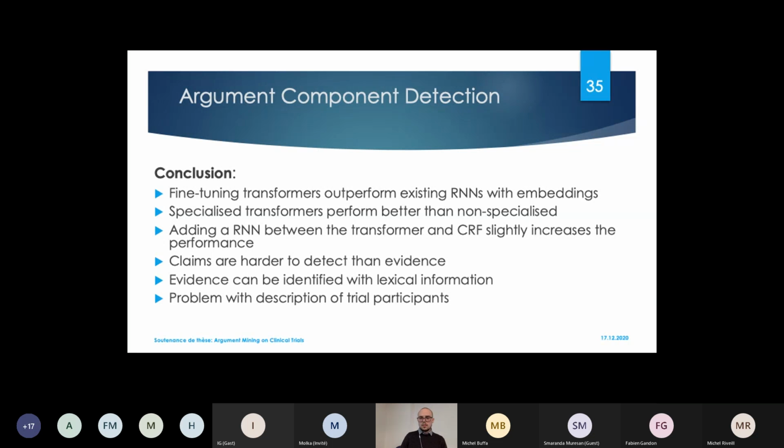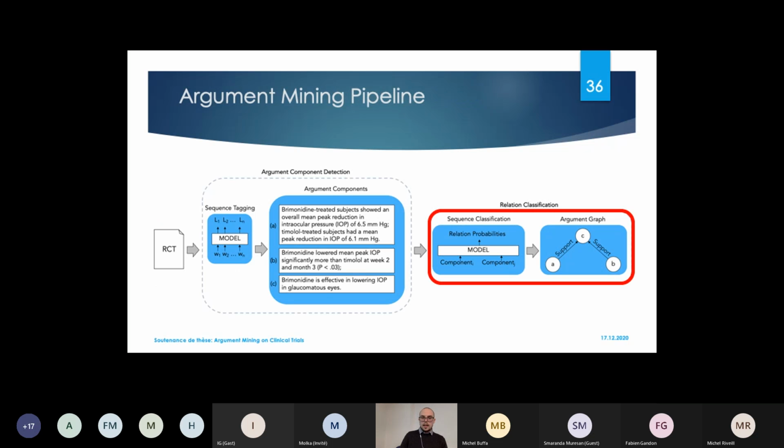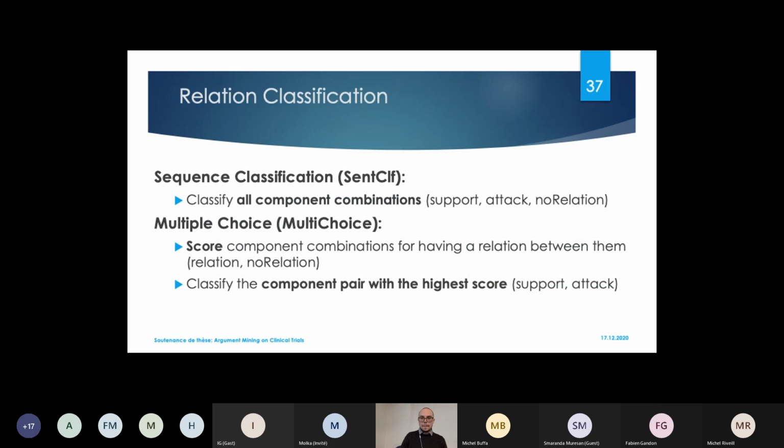Claims are harder to detect and require more domain knowledge. And evidence, on the other hand, can be detected with non-specialized models. And one major problem here is the description of participants group, which are, from the wording, exactly the same, but they occur in a different position in the abstract and thus have a different function. And so let's move on to the relation classification, which works on the output of the components.